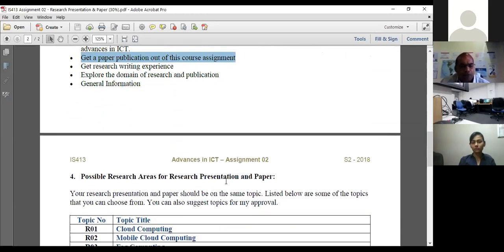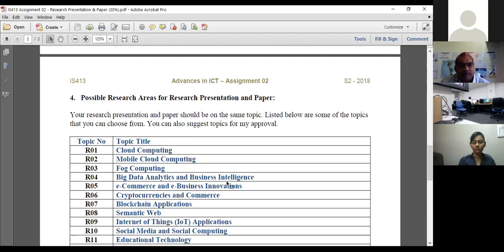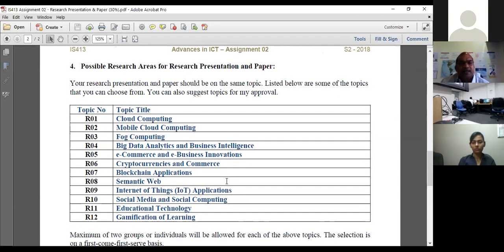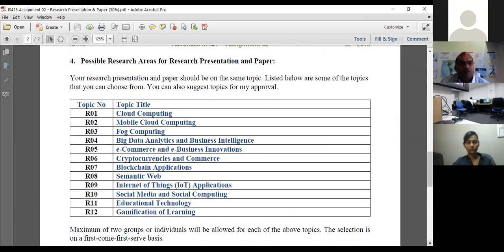Okay, so these are the possible research areas for your research paper and presentation. 12 topics. What you need to be mindful of: for each topic, a maximum of 2 groups or individuals will be allowed. The selection is on a first-come, first-served basis.